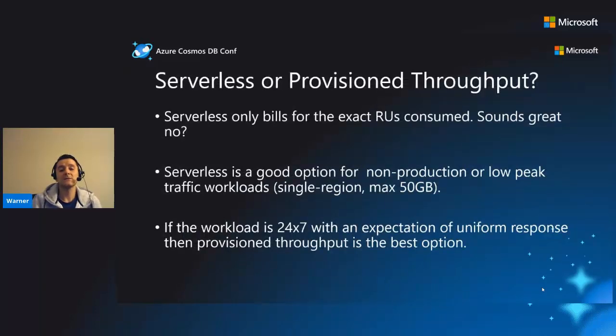Serverless only bills exactly for the RUs that you consume when you connect to the service, you shoot a query, or you insert a record. Now, that sounds great on the surface, right? But actually, if you run a 24/7, 365 workload, serverless will end up being more expensive. In that case, it's better to just do provision throughput.